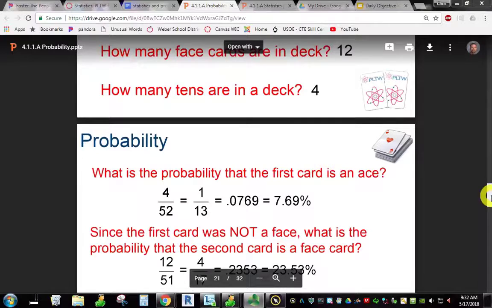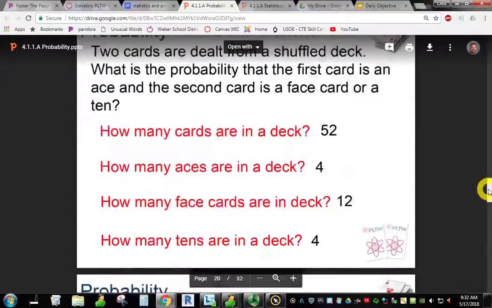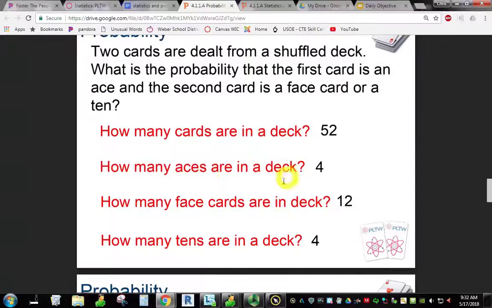All right, cards. First thing you'll need to write down, let's make sure we're all on the same page about cards. 52 in a deck. Aces are 4. Face cards are 12. Tens are also 4. Go ahead and write that down in your worksheet.